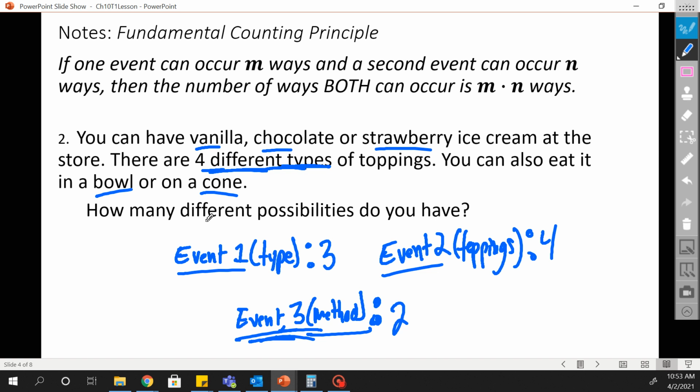So the total number of possibilities, how many different possibilities you have, would be 3 times 4 times 2, which is 24. There are 24 possibilities.